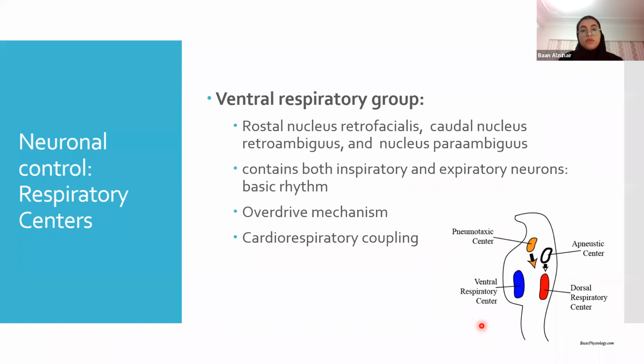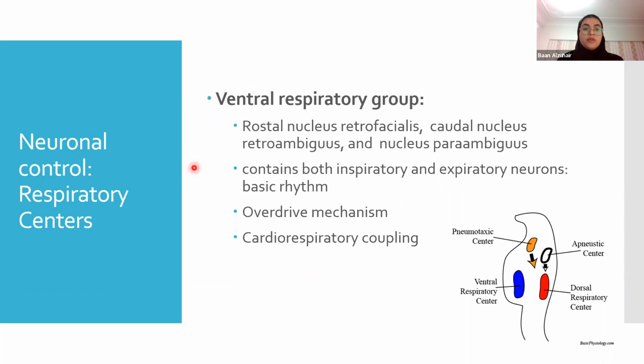So now we'll start with the groups that we have in the brainstem. As we said before, we have a pneumotaxic center, a ventral respiratory group, and a dorsal respiratory group, okay? We're going to start with the ventral respiratory group. The ventral respiratory group has 3 nuclei under it, okay. I'm sorry, I don't have a mnemonic for this. You're just going to have to memorize this. So the nuclei under the ventral respiratory group include the rostral nucleus retrofacialis, the caudal nucleus retroambiguus, and nucleus paraambiguus, okay?